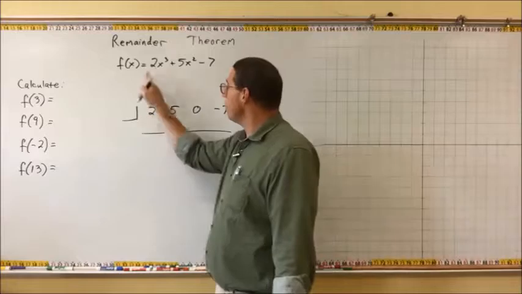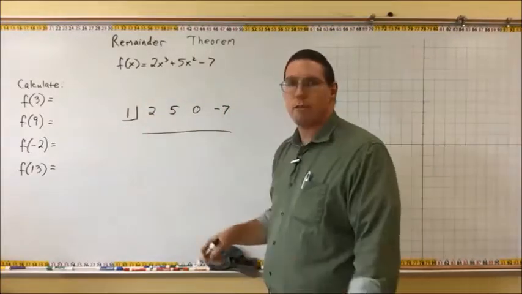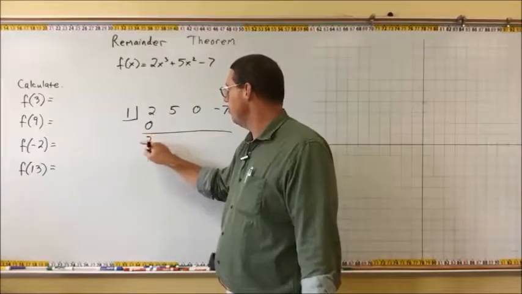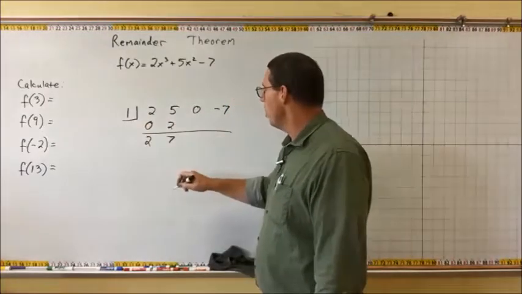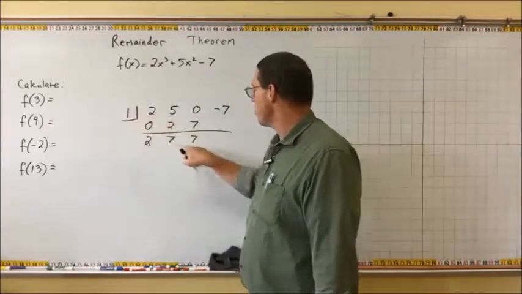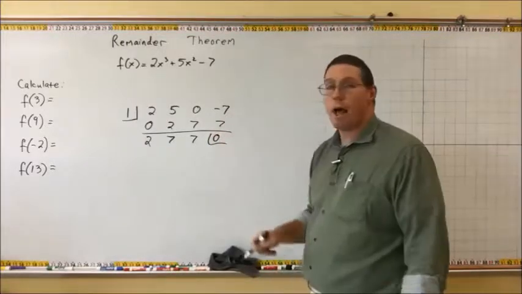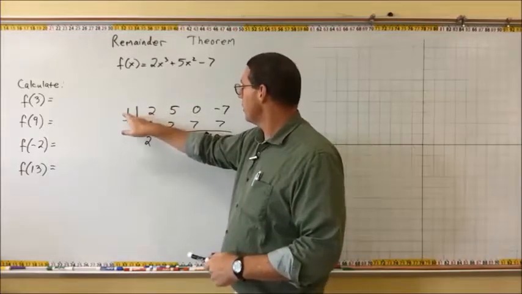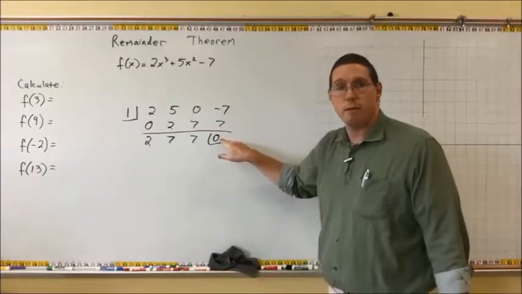Here's what I mean. Didn't we just plug 1 in here and we got 0 as an answer? Well, let's plug 1 in here and now let's do synthetic division. So we're going to put a 0 here, add. 2 plus 0 is 2. 2 times 1 is 2. 5 plus 2 is 7. 7 times 1 is 7. 7 plus 0 is 7. 7 times 1 is 7. And negative 7 plus 7 is 0. And that's not by accident. That's for real. If we plugged a 1 into this polynomial, the answer would be 0.